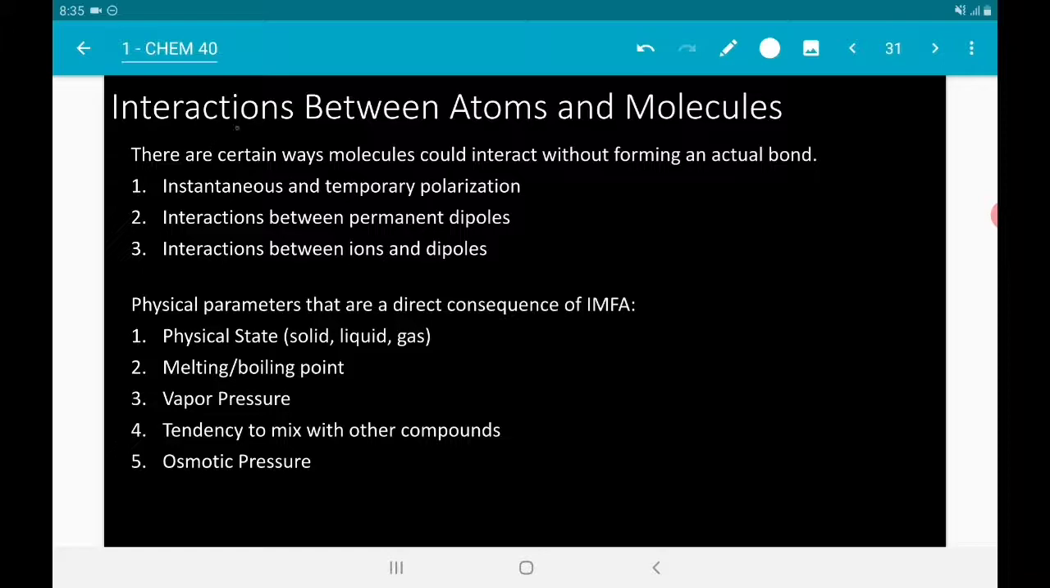So, number one, this first type involves the polarizability of atoms or molecules. As your polarizability increases, yung electron cloud ng iyong molecule or atom mas madali siyang i-distort ng external electric field or external charge. So that's polarizability. And we already discussed the trend in polarizability down the group.